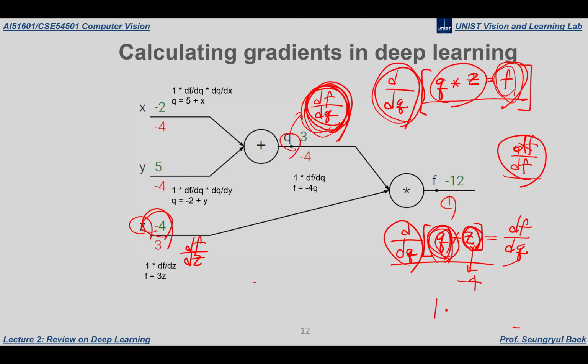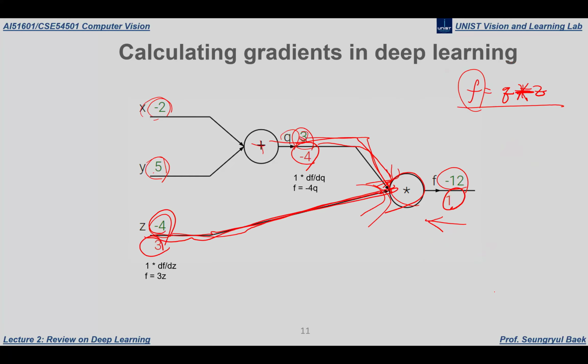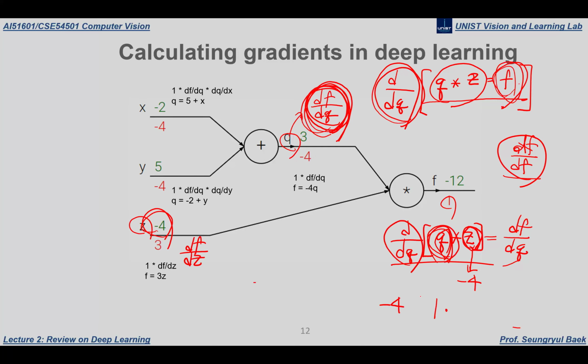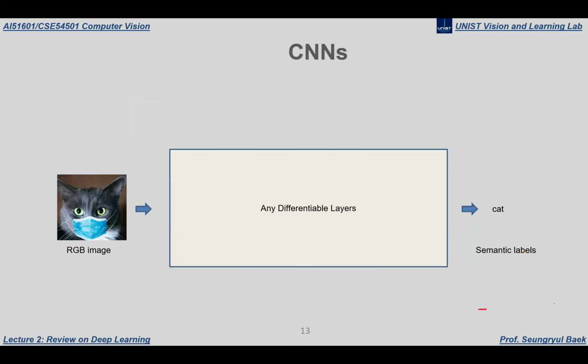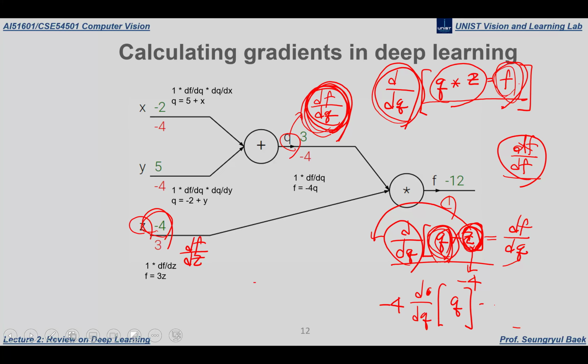If this is constant, it can go outside of the parenthesis, and it eventually becomes just -4. So df/dq is -4.